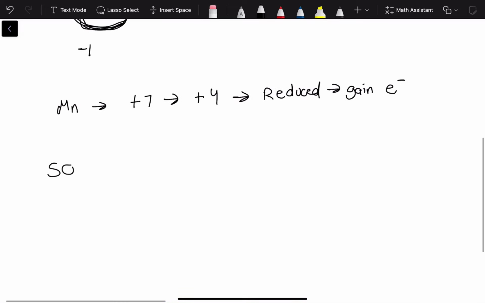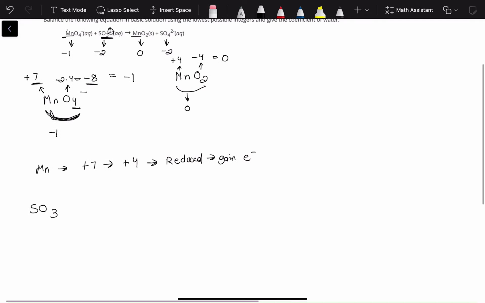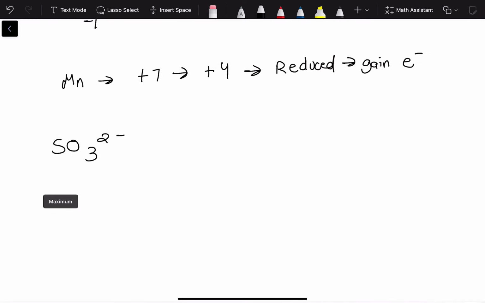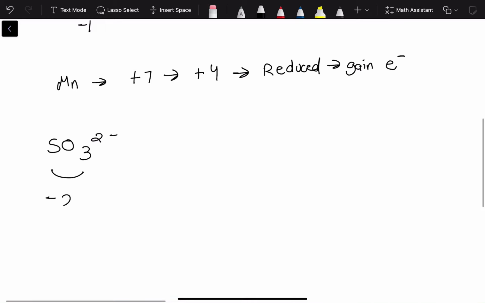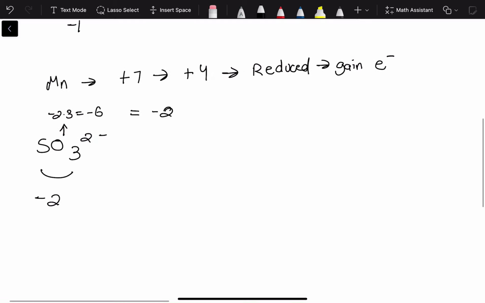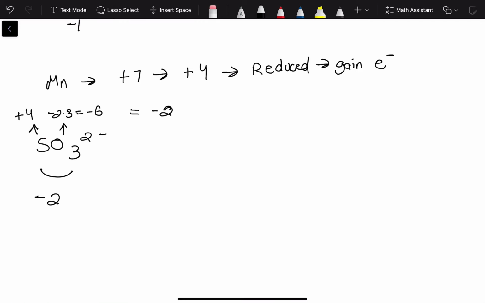So we have SO3 2 minus. The overall charge of this is -2. And we know that oxygen has a -2 charge. So -2 times 3 is -6. And we want to get an overall charge of -2. So what does S equal to give us -2? Well, S will equal +4. If S has a +4 charge and then O3 has a -6 charge, the overall charge will be -2, which is what we want.